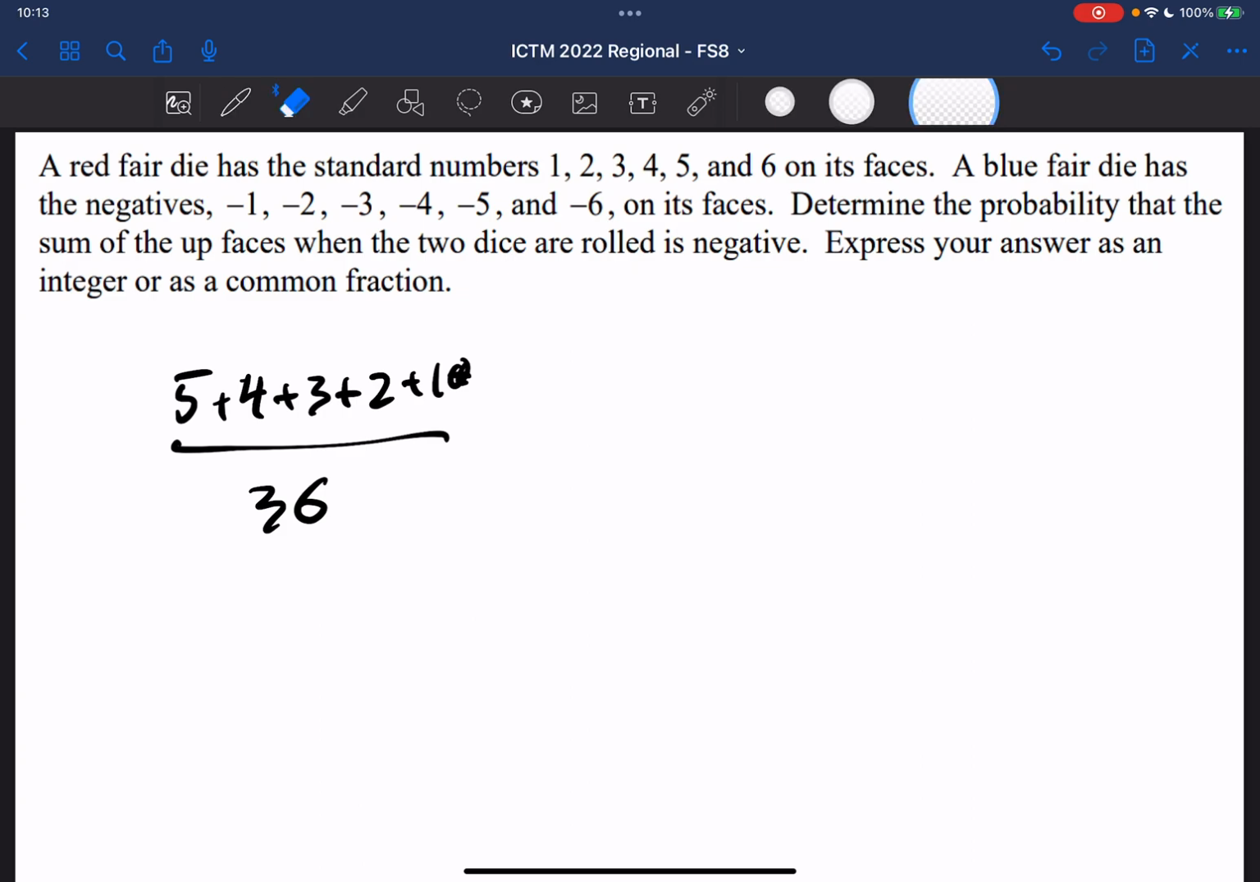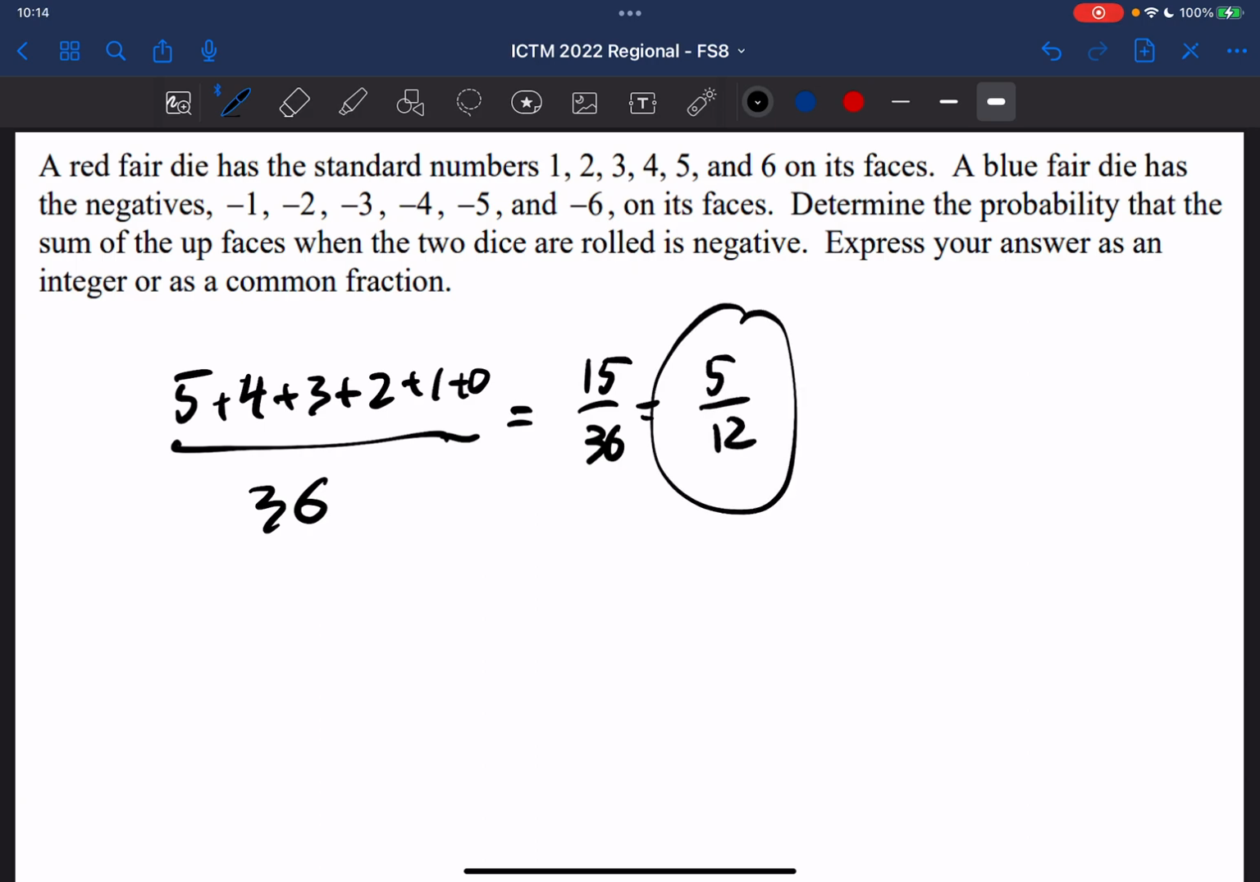So by the time you get to a 6, you can't roll a negative. The lowest you can roll is a 0, but anything else will result in a positive. So when we add these up, we get 15 out of 36, and that reduces to 5 out of 12.